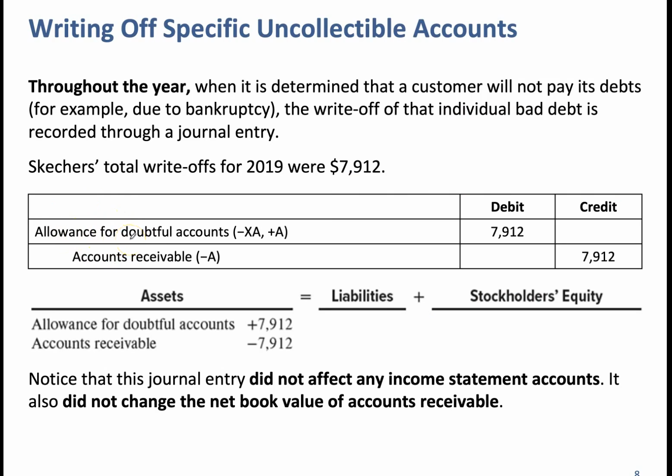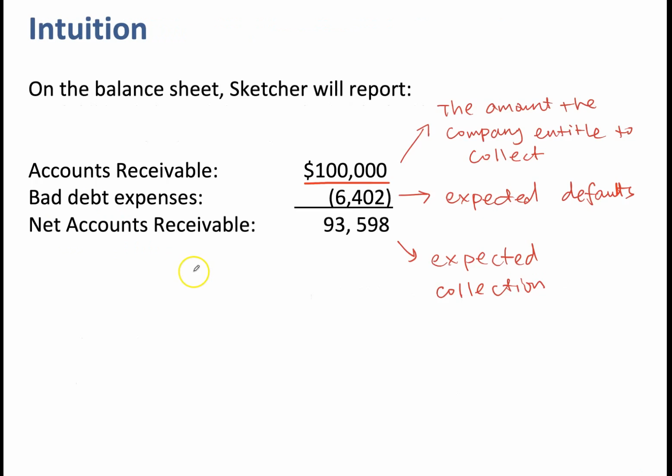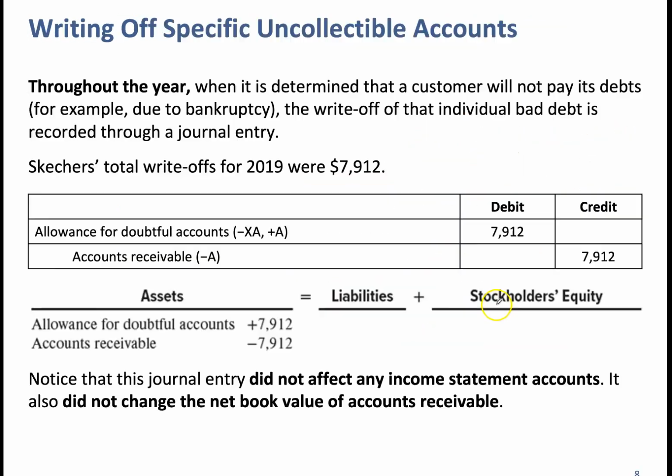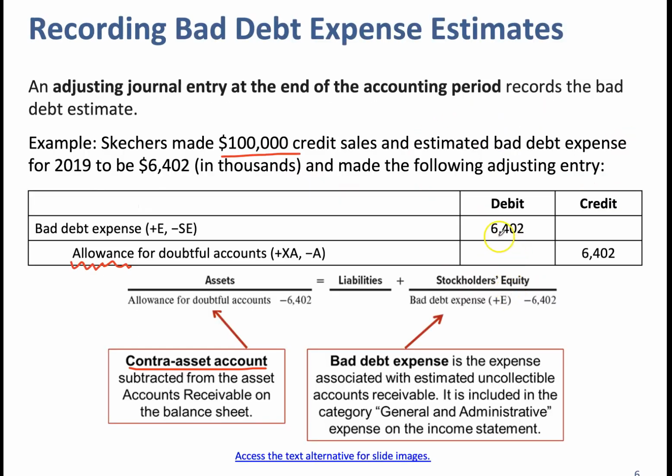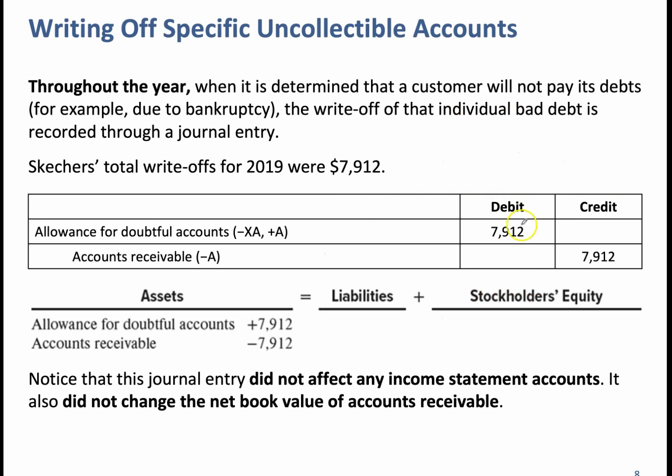Now my student would say, okay, wait a minute, you only set aside 6,000, but you write off 7,000? How is that possible? That is possible. First of all, this company may have a beginning balance of allowances. So if you consider there's a beginning balance of allowances, when that adds up with the 6,402, that may be greater than 7,912.